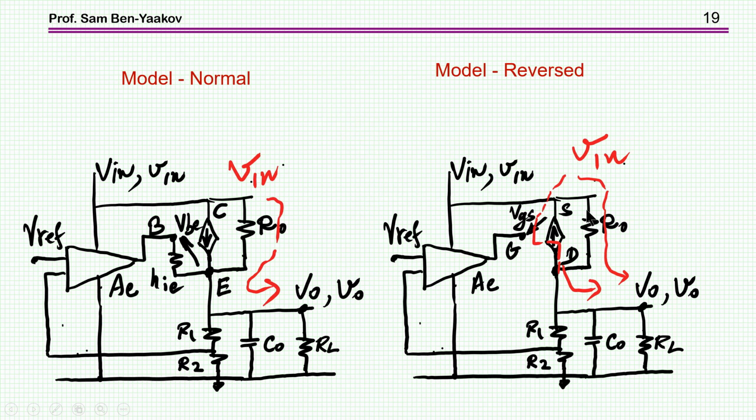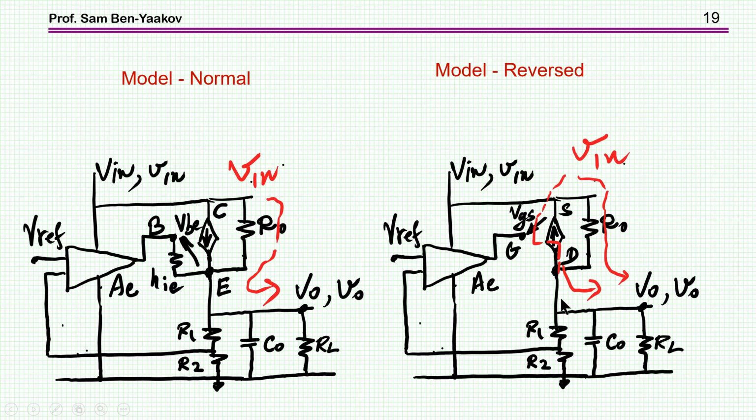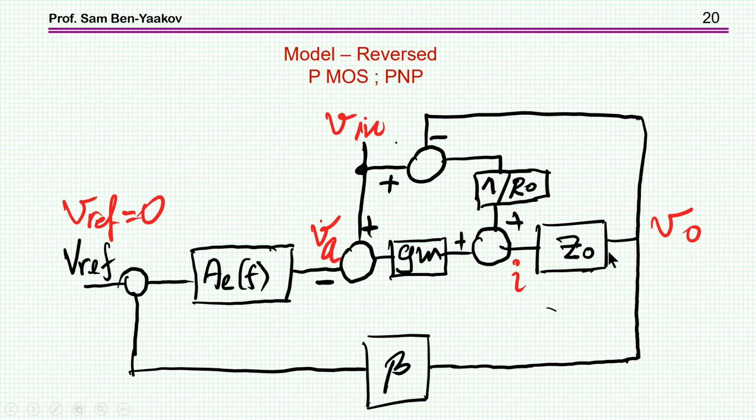Now, the current through the resistor is a function of the voltage difference, V in minus V out, and the resistance, 1 over the resistance. Here it is. This is V in minus V out, and here is the current. These two currents are passing through the output impedance. This is the output impedance to generate the output voltage. So this is the idea of this model.